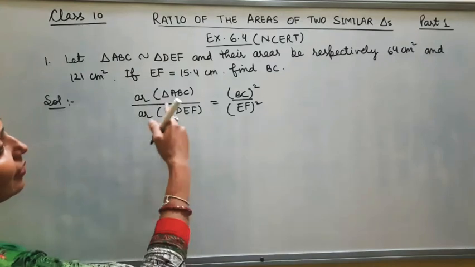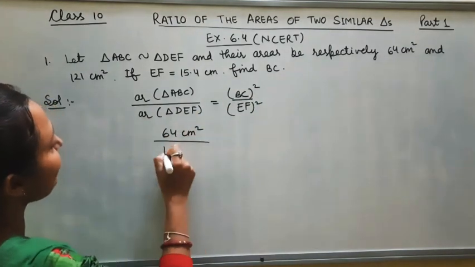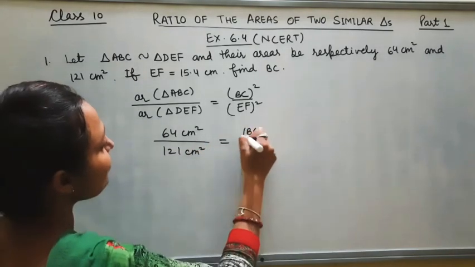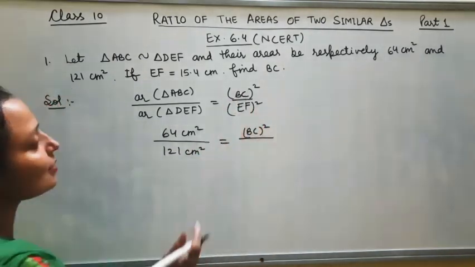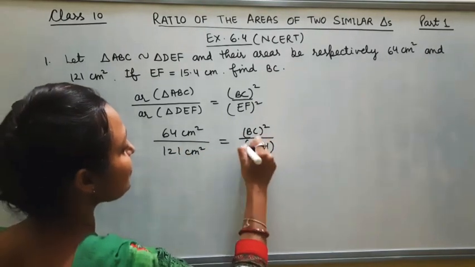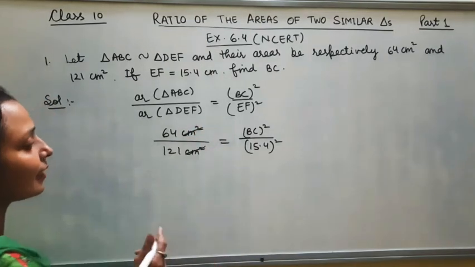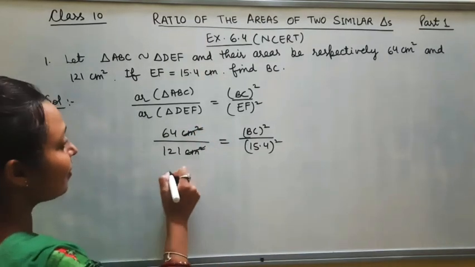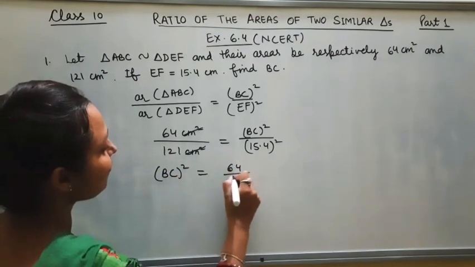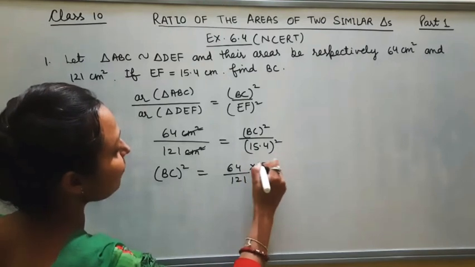Now these are the values given to us: 64 centimeter square, and it is equal to 121 centimeter square. BC whole square is not given, we need to find BC square, and EF is 15.4 whole square. This and this will cancel. I will take this on the right hand side. BC square is equal to 64 upon 121 into 15.4 whole square.